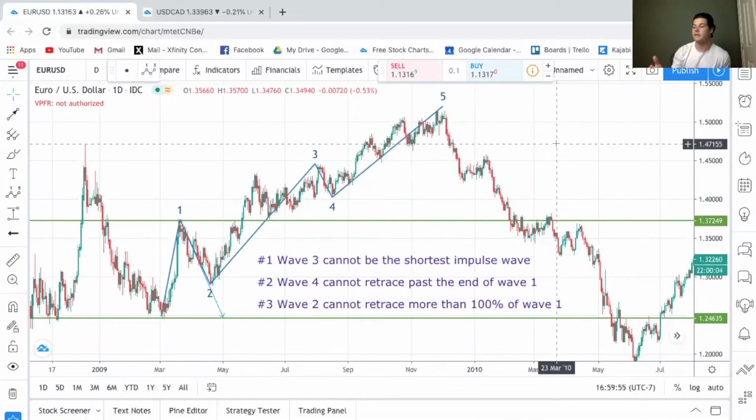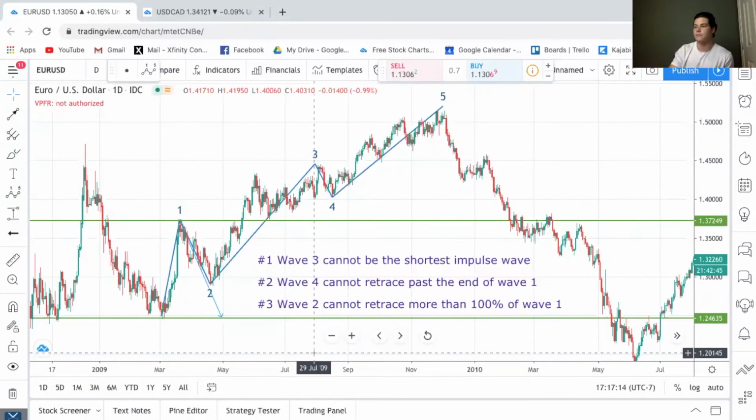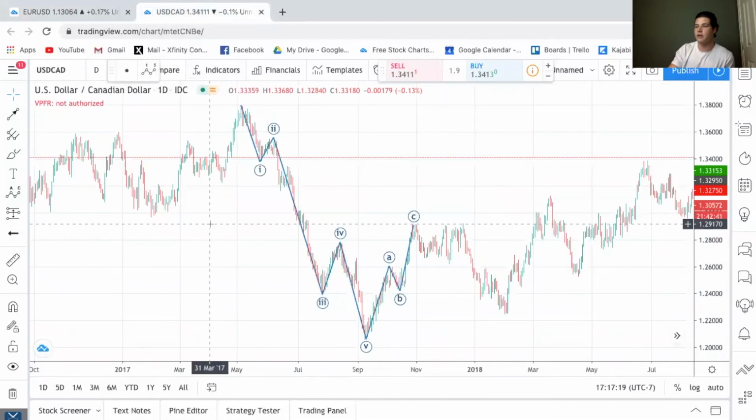Now, in addition to these rules, there are several tendencies that often play out in the real world, but they do not need to happen in order for a pattern to be considered Elliott Wave. These are the 3 and only rules that must always be met in order for a movement to be considered of Elliott Wave fashion. Let's hop on over to USDCAD, United States dollar versus the Canadian dollar.